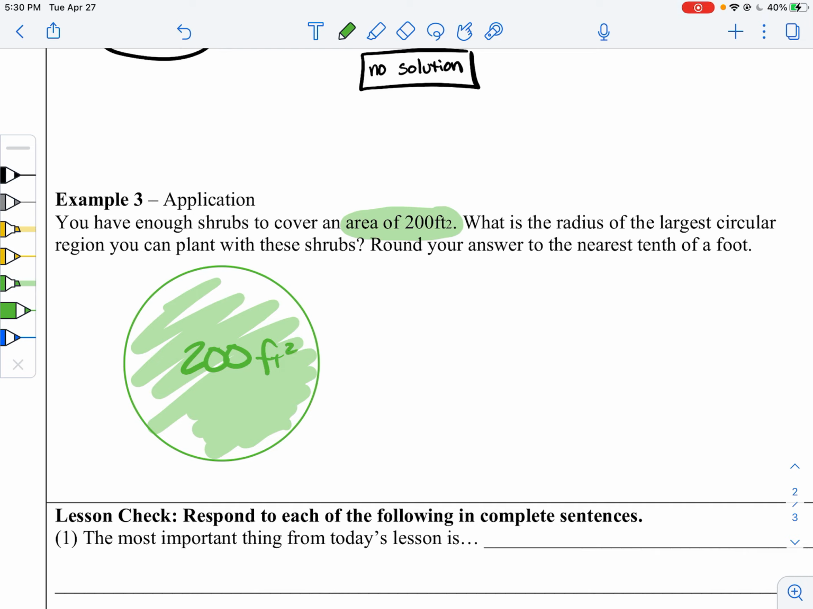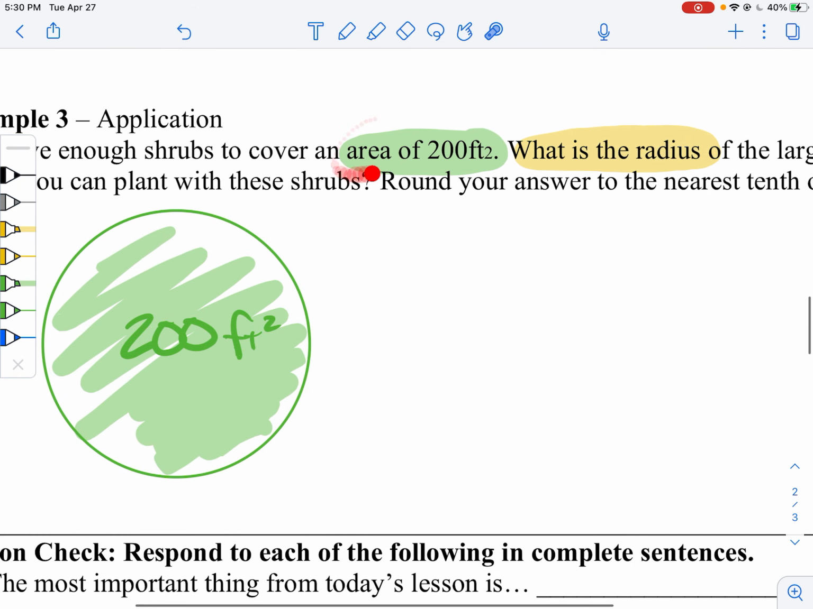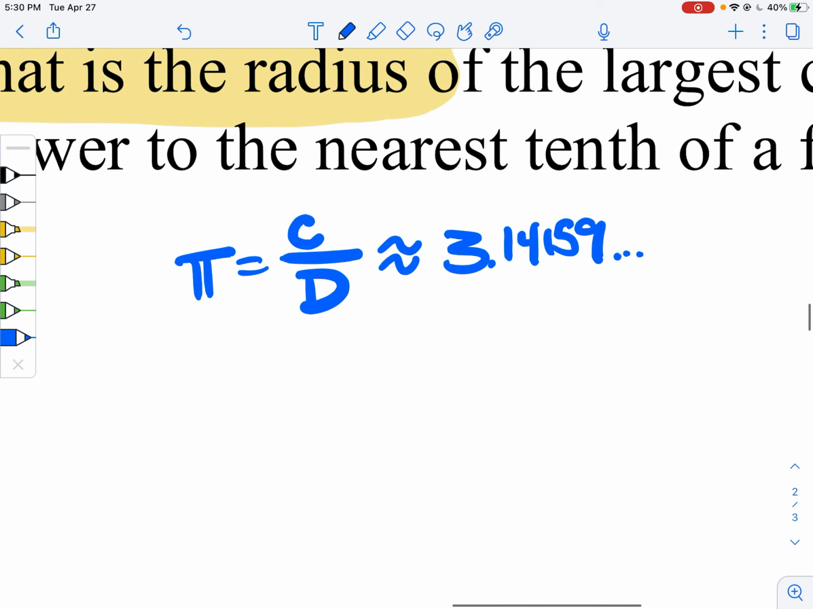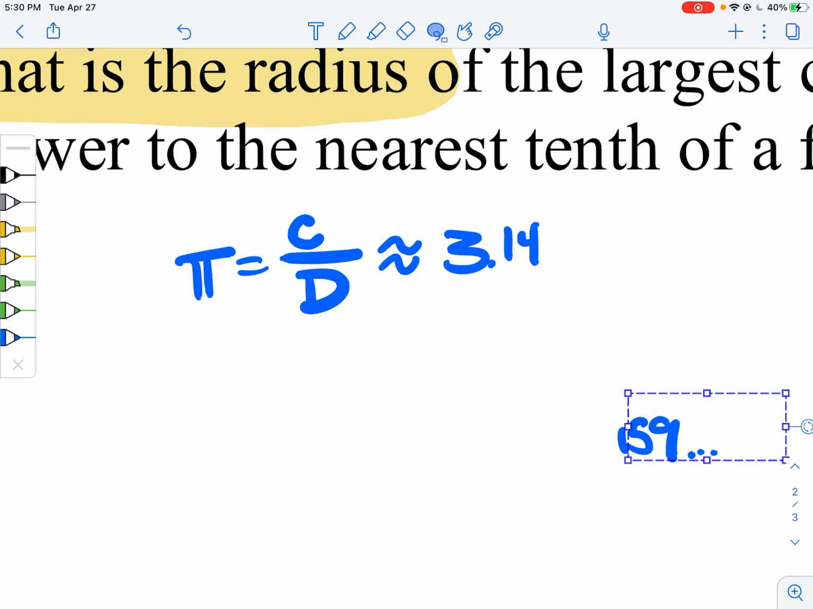Okay, where do we start? What are we trying to find? We're trying to find the radius of the largest circular region. When we have area and radius, we know that the area of a circle is equal to pi times the radius squared. Remember that pi is a ratio of the circle's circumference to its diameter, approximated by 3.1415925, and it keeps going on and on. We usually just truncate it at 3.14.